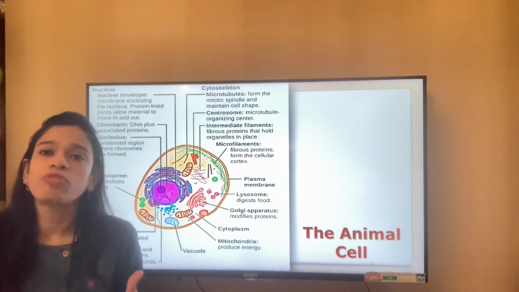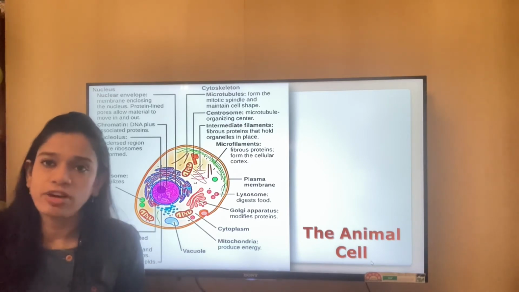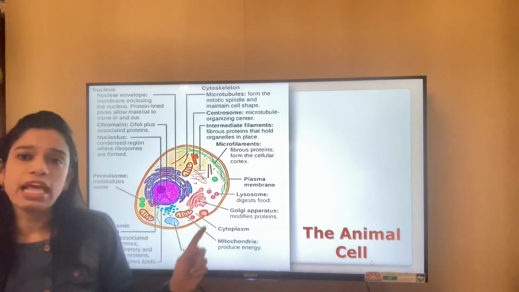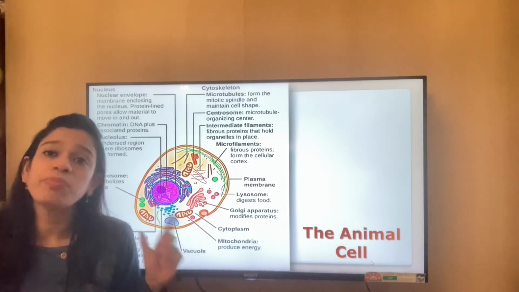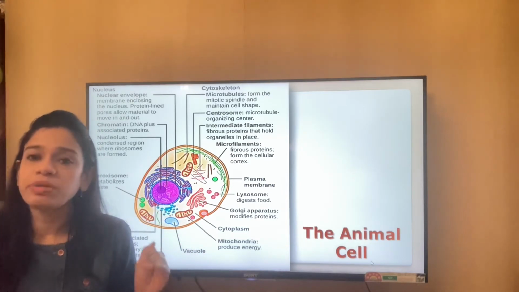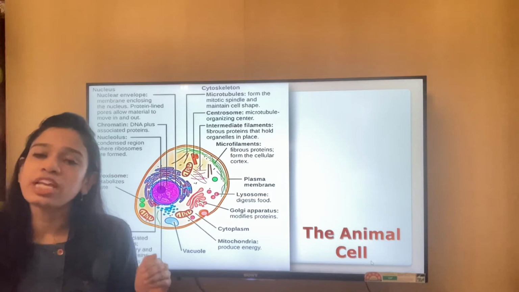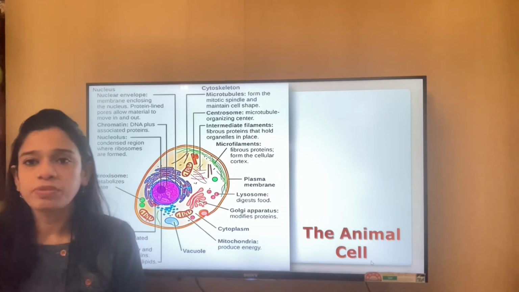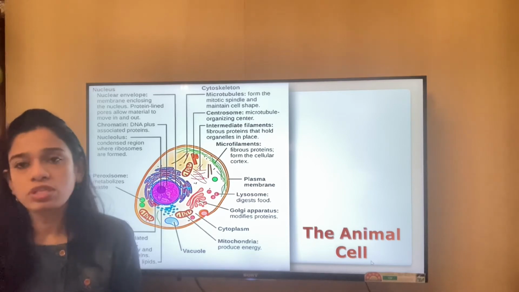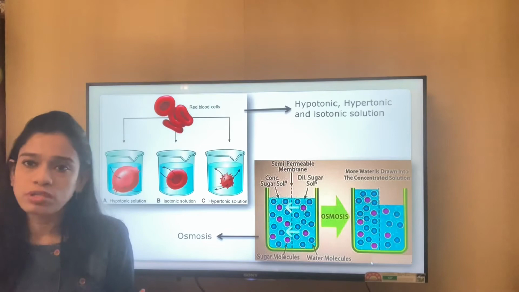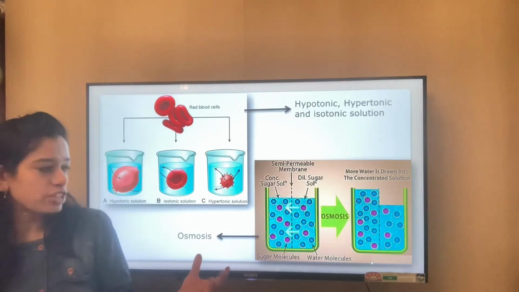Before giving an explanation about the plant cell, first let us know about the cell membrane and its selective permeability. Because of its selective permeability, there is always a process that takes place due to the presence of the membrane. It is known as the process of osmosis.